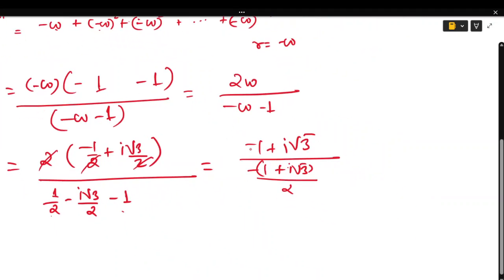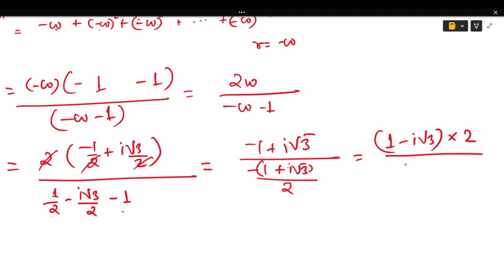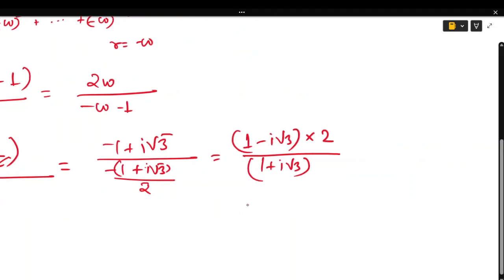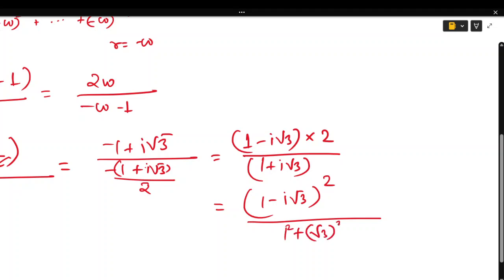Now we can send this 2 over to the numerator and the negative sign of the denominator to the numerator part. We get 1 minus iota root 3 in the denominator and 2 in the numerator, and we are left with 1 plus iota root 3. Now if we rationalize this by multiplying the conjugate in the numerator and denominator, we get 1 minus iota root 3 whole square, and the denominator is 1 square plus root 3 whole square multiplied with 2. 1 square plus root 3 whole square will give you 4, and 2 fours are 8.